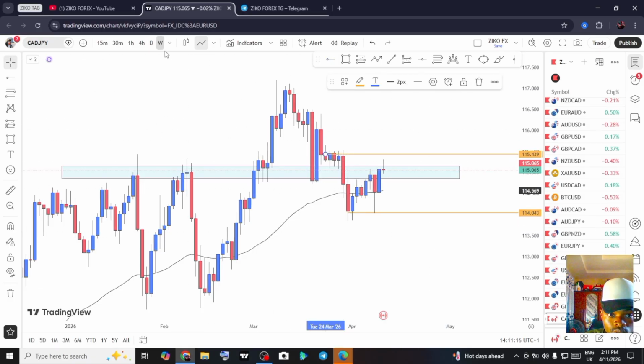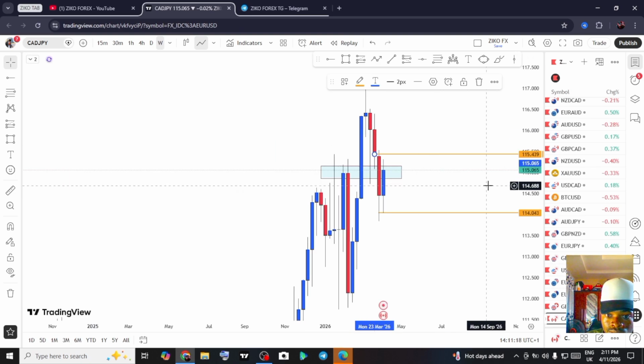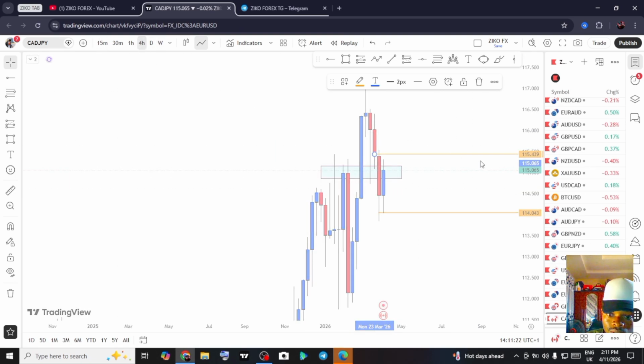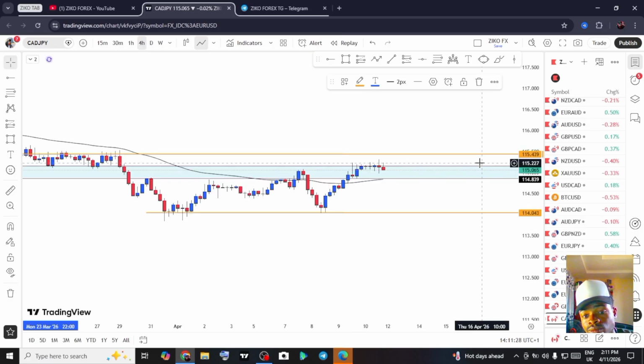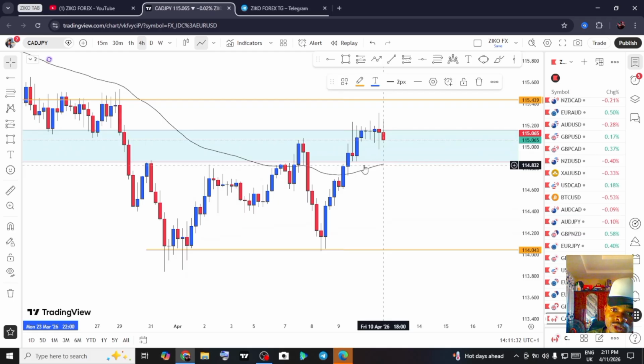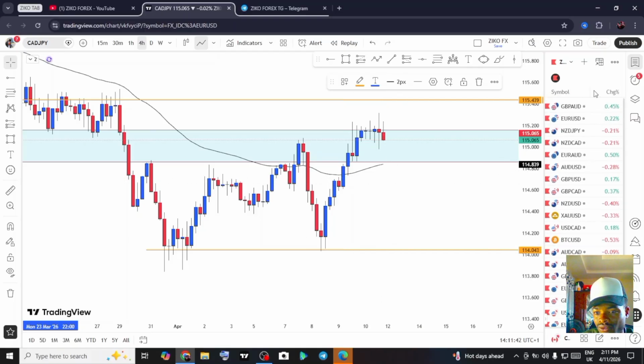All right, now weekly time frame is actually bullish. 4 hour time frame is actually bullish. So we don't have two time frames in sync on CAD JPY. So we don't even have much market this week.